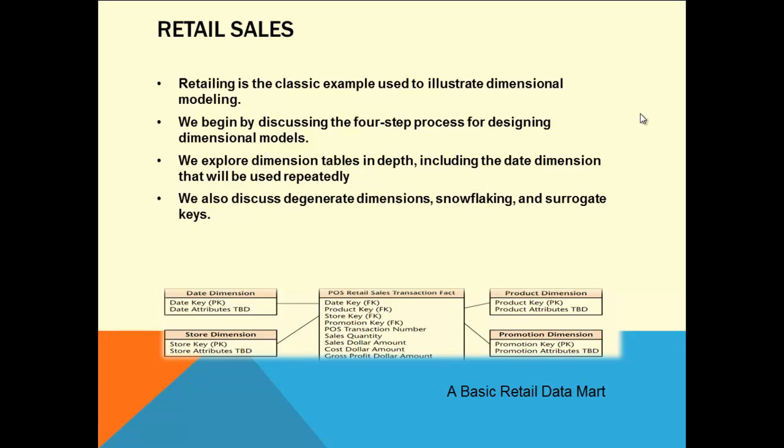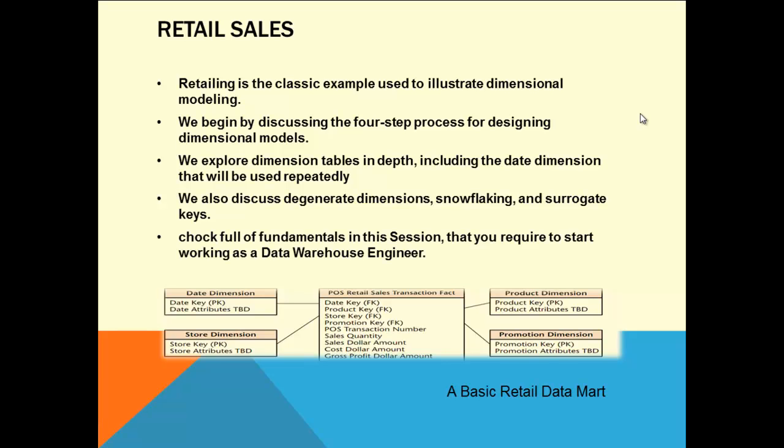And then we also discuss degenerate dimensions, snowflaking, and surrogate keys. If there is a problem, like you want to cook separately but stay together, that's where the degenerate dimension comes into the picture. So we'll talk about it. Snowflaking, surrogate keys. What are surrogate keys? Surrogate keys are nothing but unique identifiers. This session is chock full of fundamentals that you require to start working as a data warehouse engineer.